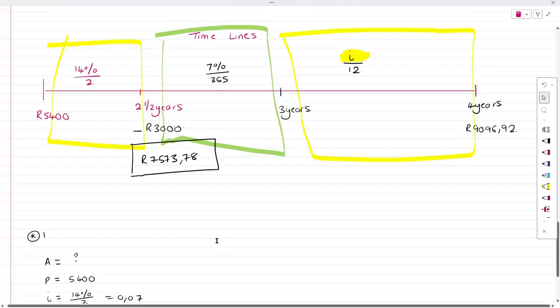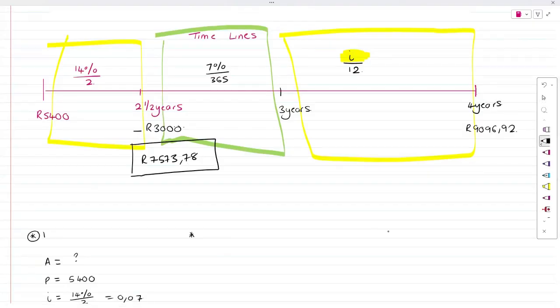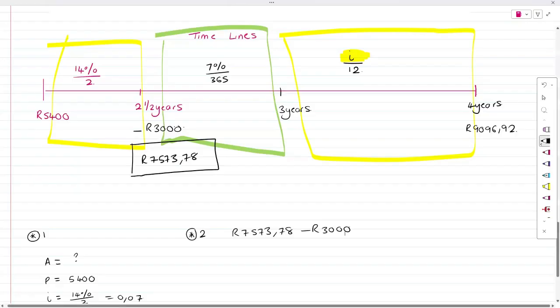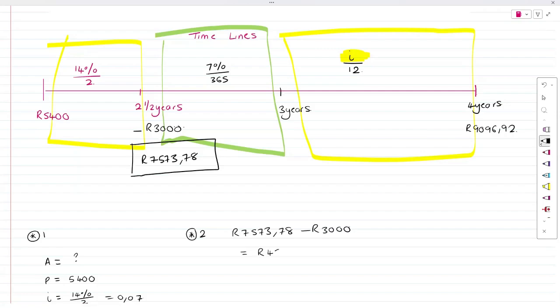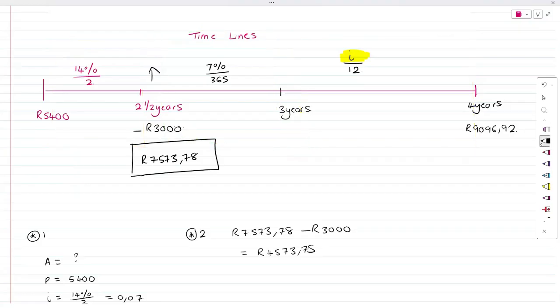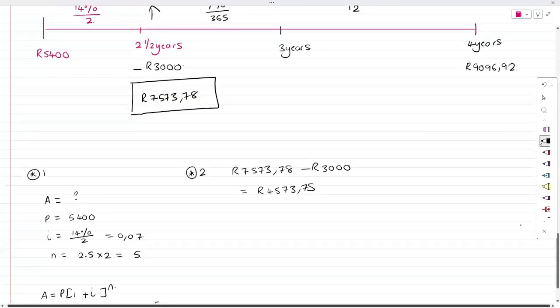Okay, cool. Now, calculation 2, we need to remember that this guy withdrew 3,000 rand from his account. So we also need to minus out 3,000 rand. And when we take out the 3,000, we get 4,000 some change. Starting off at 2.5 years, he had 4,573.75.